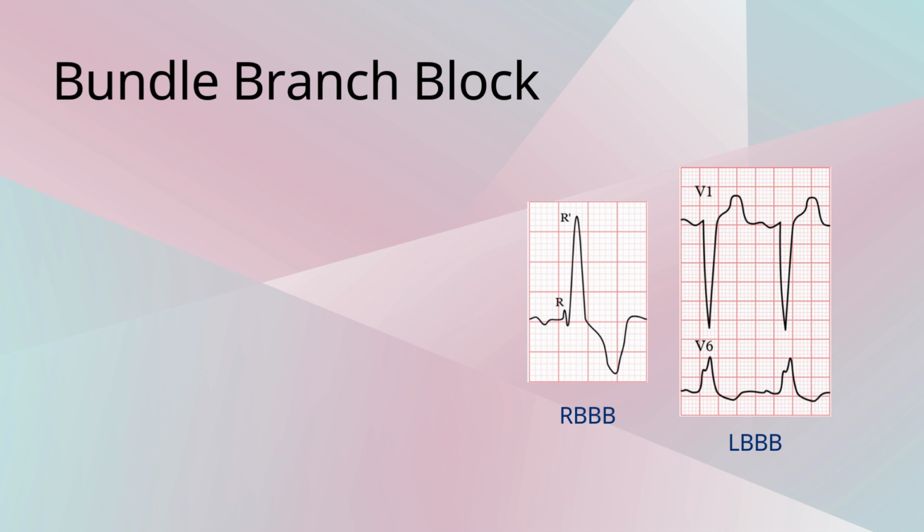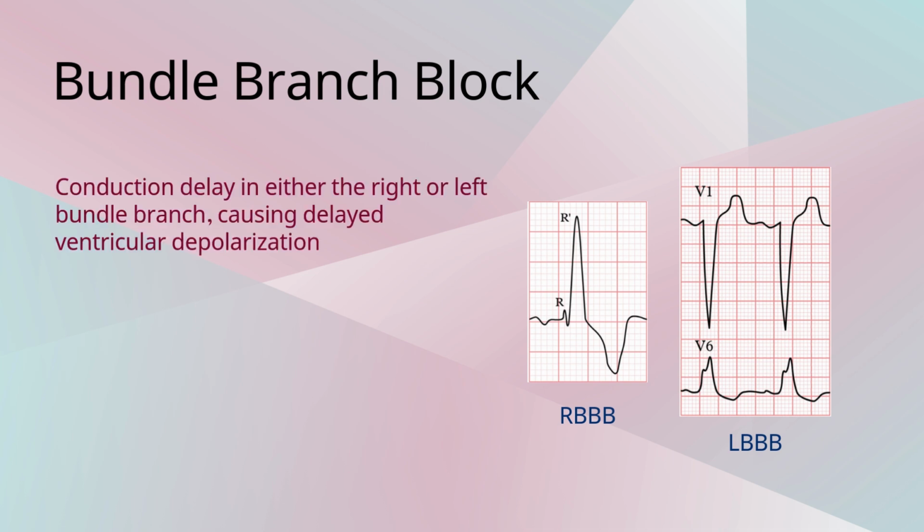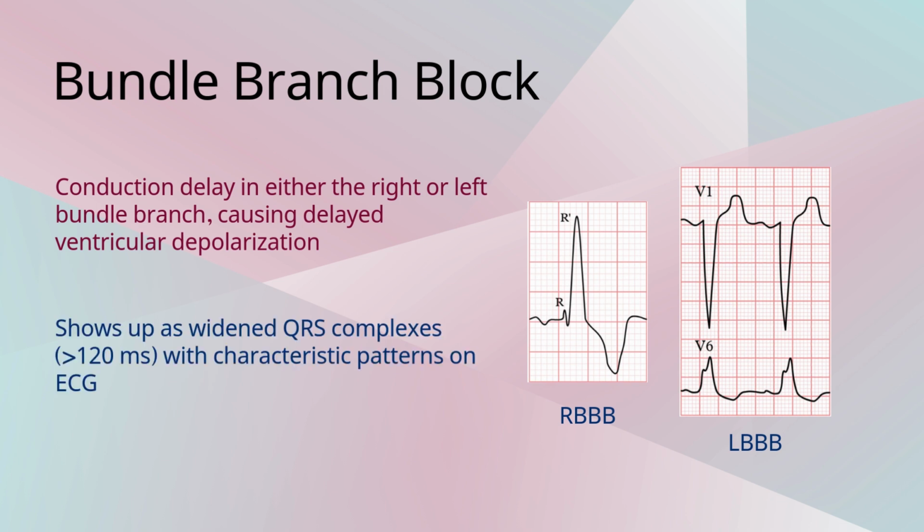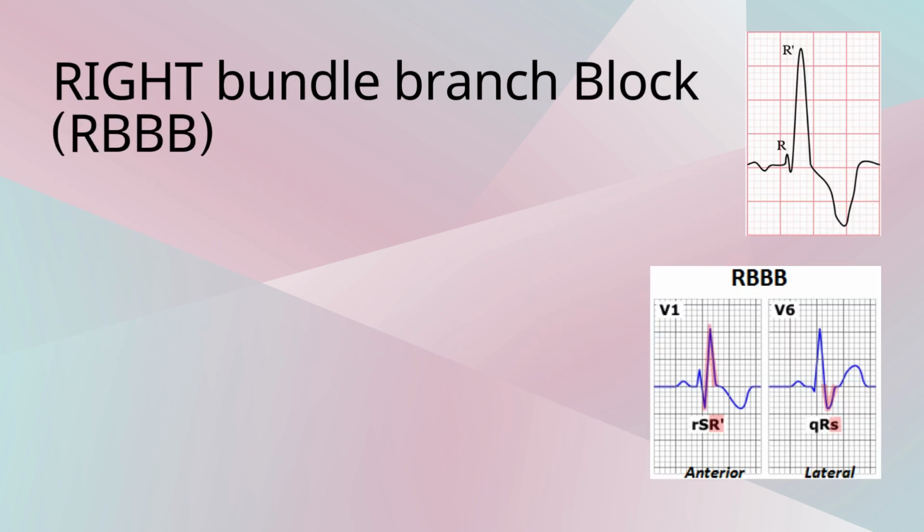Okay, guys, we're moving right through the conduction disorders, and we're now on to bundle branch blocks. So these happen when conduction through either the right or left bundle is delayed, which on the EKG will show up as a wide QRS, so greater than 120 milliseconds. We're going to look at right bundle branch blocks first and then left.